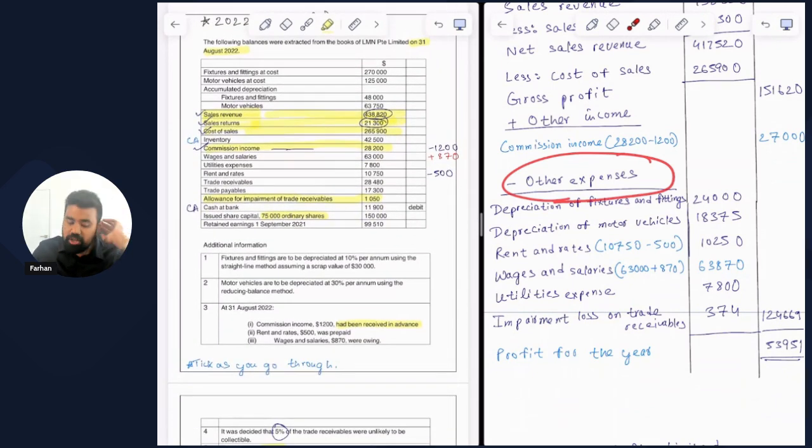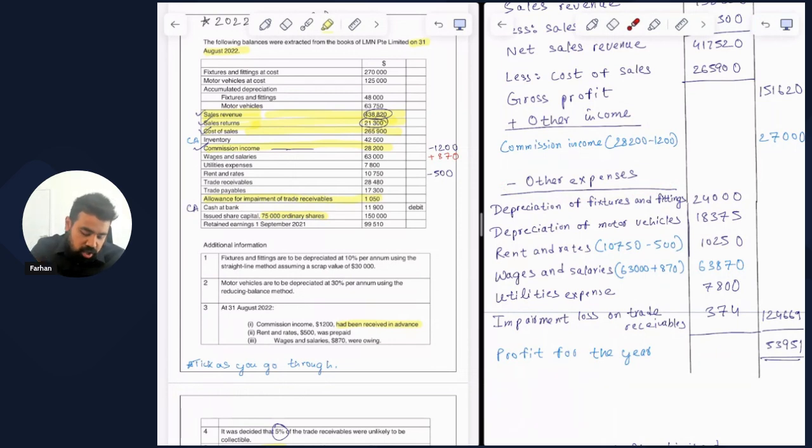The only thing that you need to be really careful of during the exam is not to miss any items. And the way I recommend you start this, as you go through each and every line item, make sure to highlight them or tick them so that way you know you have already used them. Okay. So what we are doing in this case is starting with the first additional information.